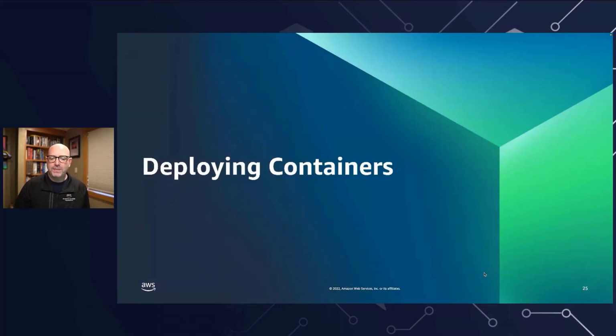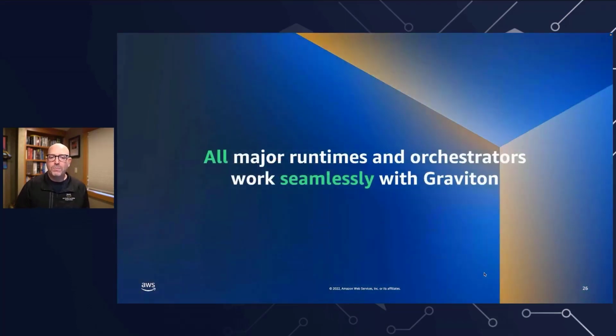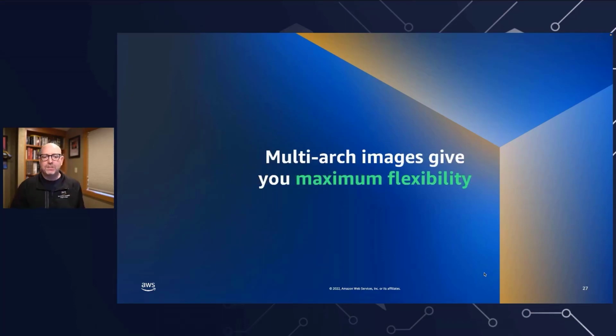Once my multi-arc manifest has been built, or even if I were deploying 100% to Graviton, it's then time to deploy the image. As I said before, all major runtimes and all major orchestrators work seamlessly with Graviton, including ECS, EKS, and Docker Swarm, and so forth. Multi-arc images give you the maximum flexibility. With multi-arc images, you can choose the EC2 instance, or instance family, that works right for you based on price, performance, and feature set.